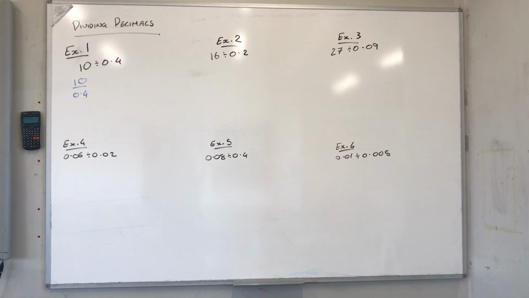10 divided by 0.4. Now if you remember, we can change the fraction as long as what we do to the top, we also do to the bottom. I'm going to get rid of that decimal by multiplying both the top and the bottom until I get rid of it. You can see that there's only one decimal point, one place, one number beyond the decimal point, so I'm just going to multiply by 10.